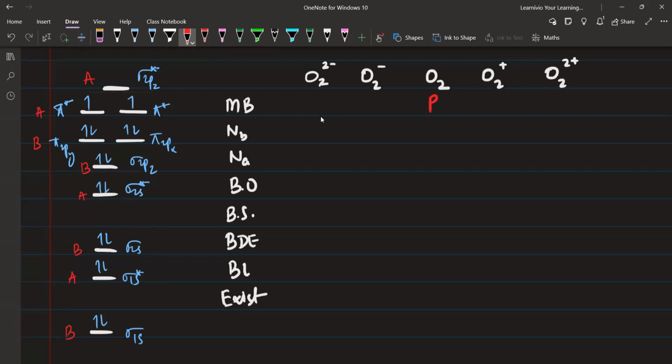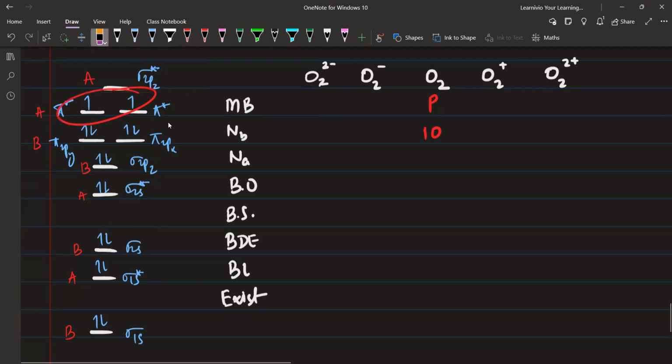Number of bonding? Count please. 10. Very good. 10. Anti-bonding? 4. Once again, 6.